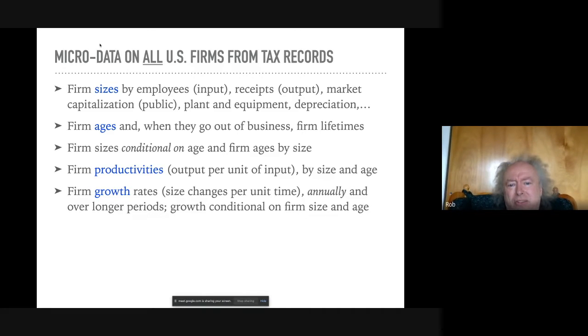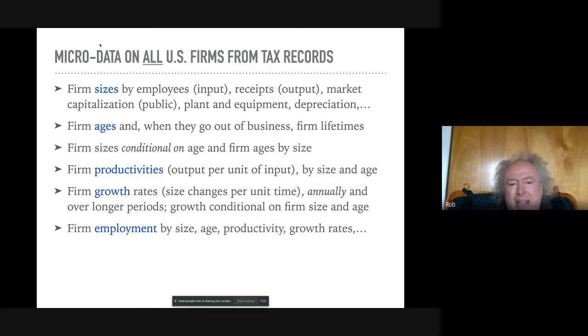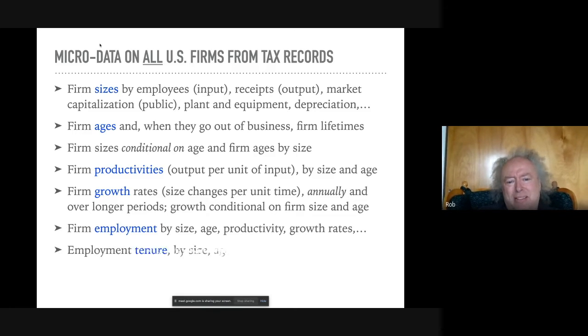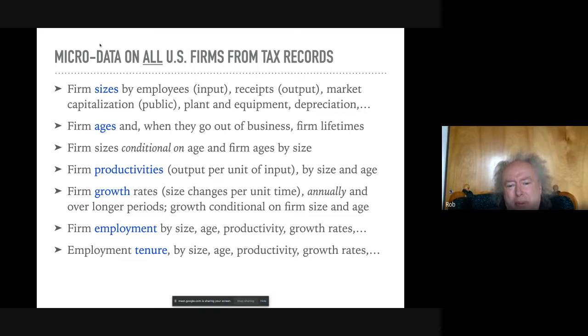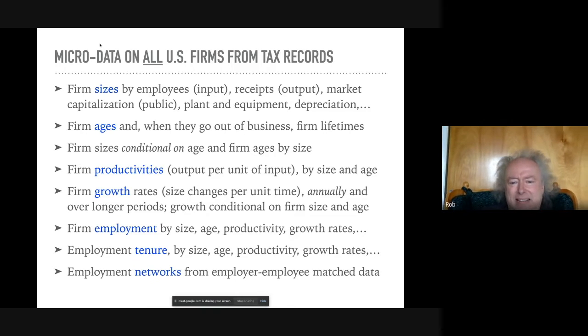Firm growth rates, change of size over time, annually. Now I can once again slice and dice it by size and age and productivity if I want to. Employment, who's working for what firm. Think about it this way: every tax return from a company has a bunch of stuff in there associated with a unique ID number for all the employees, right? So Walmart's tax return, in principle, has 1.5 million employees in there somewhere. So you can do a lot of stuff with these kinds of data. Tenure, how long do people stay in their jobs? Once again, slice it and dice it by productivity.